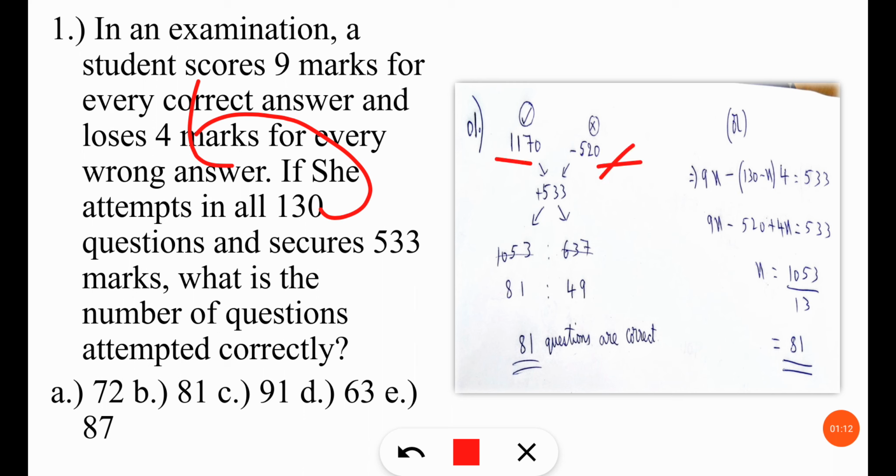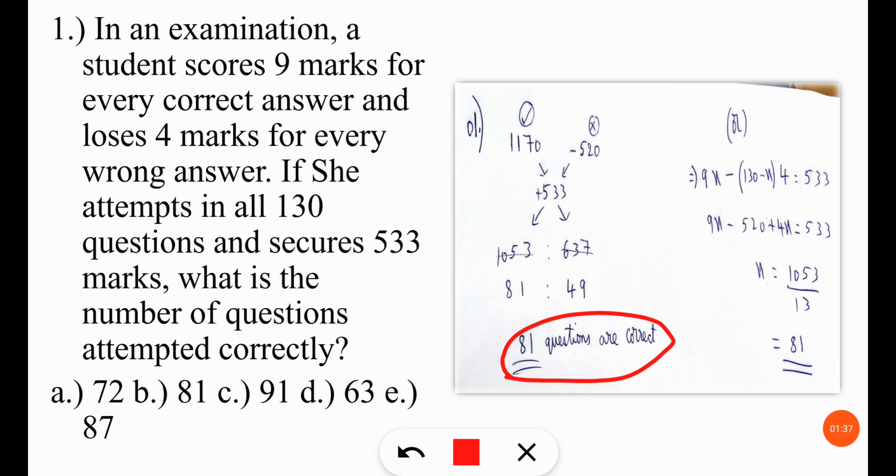So 1170 and minus 520, and the number of marks that she has secured is 533. So 1170 minus 533 equals 637, and minus 520 minus 533 equals 1053. With the 13 table, 13 8s are 104, 13 1s are 13, and 13 4s are 52, 13 9s are 117. Therefore 81 questions are correct.